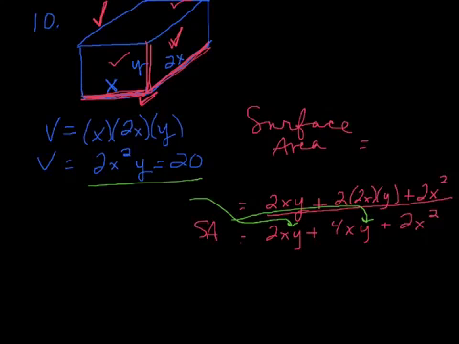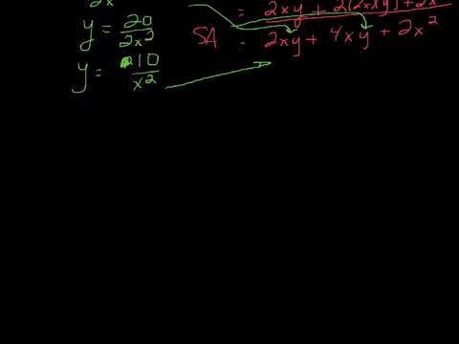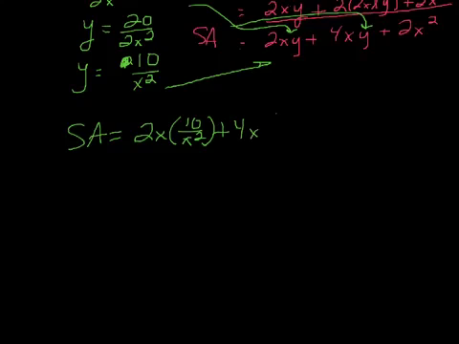So go back to your little definition statement. I always told you there will be some way you can define y, and you're going to use this. Get rid of that 2x squared, divide both sides by 2x squared, and you get y equals 20 over 2x squared, which means y equals 10 over x squared. That's y. So substitute that in your surface area. And I get the surface area equals 2 times x times 10 over x squared, that's y, plus 4 times x times 10 over x squared, plus my 2x squared.